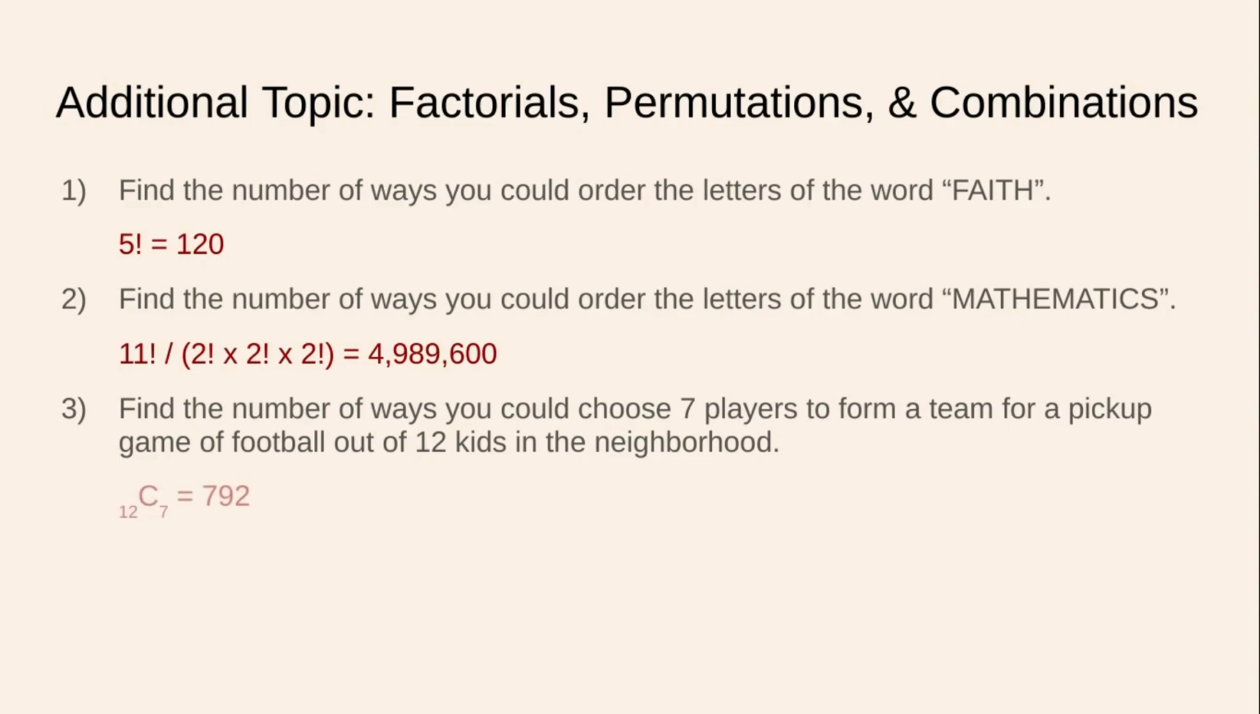So that would be 12 choose 7, or 12 combinations of size 7. All right. 12 individuals, and I make combinations of size 7. How many ways can I do that? Well, that'd be 792. And I can show you how I got that number using the calculator.